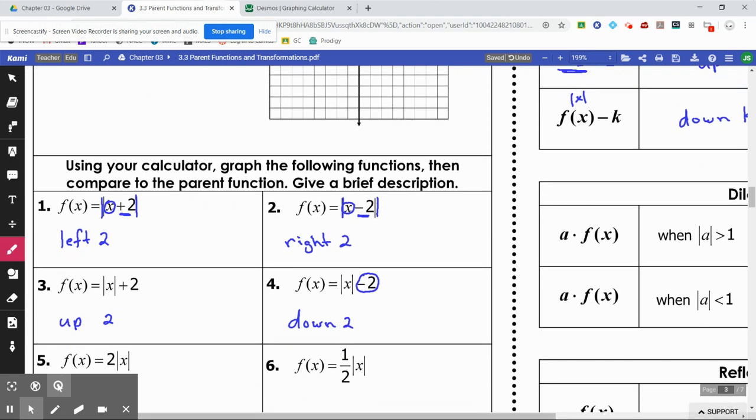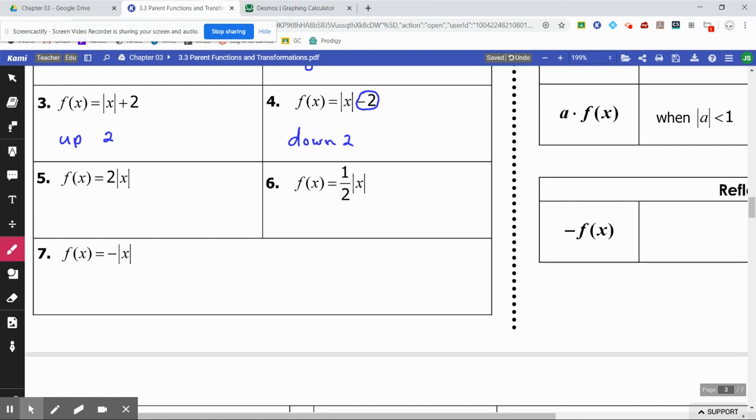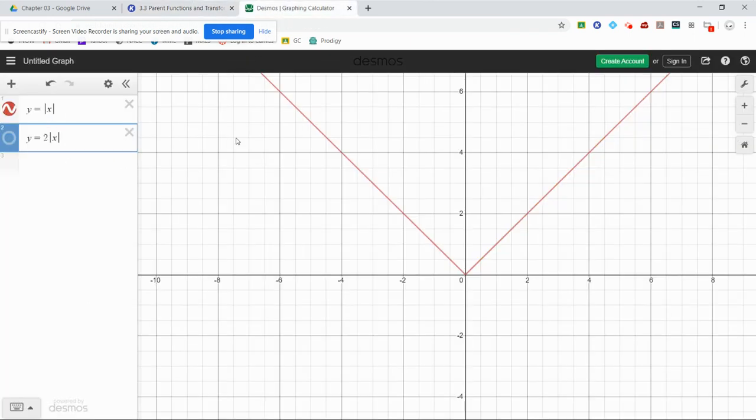Okay, now let's talk about your next transformation. We now have what happens when you multiply by maybe a 2, or what happens when you multiply by 1/2. So let's go and check it. So you see here again, here's your original y equals absolute value of x. That's your parent function. Well, what happens again if I take and I multiply? Okay, we know pluses and minuses shifted it left, right, up, and down. What happens when I multiply by 2?